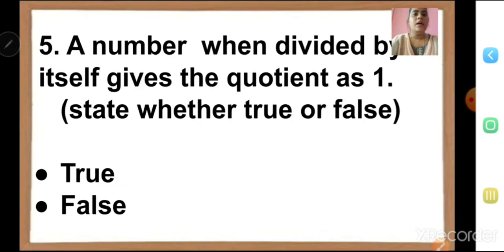Next one is a number when divided by itself gives the quotient as 1. State whether true or false. It is also one of the properties.